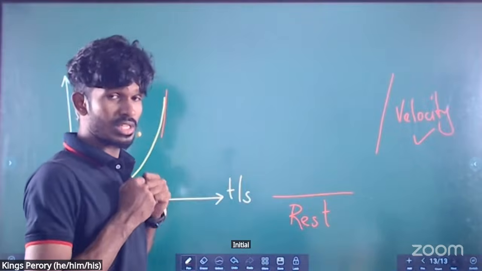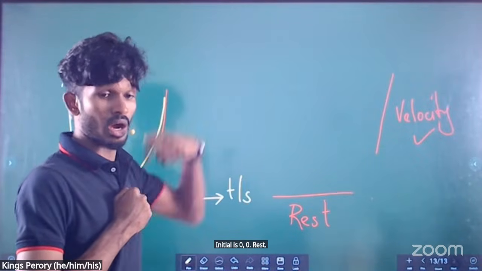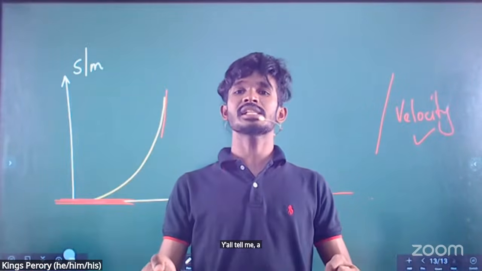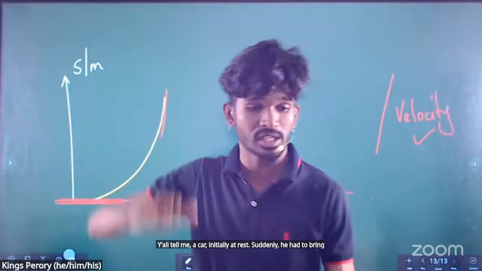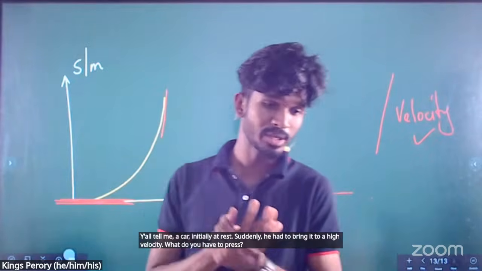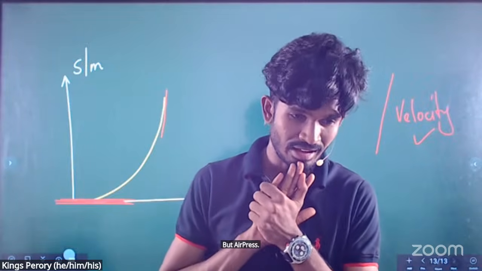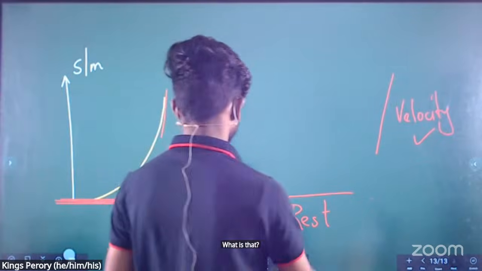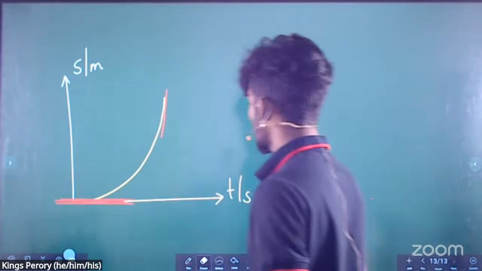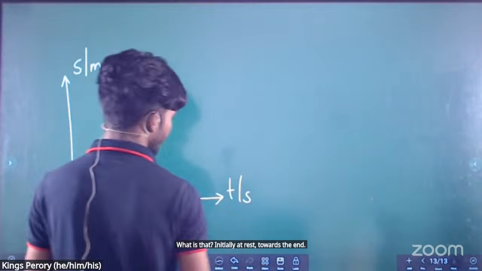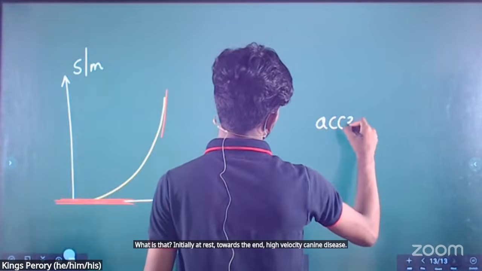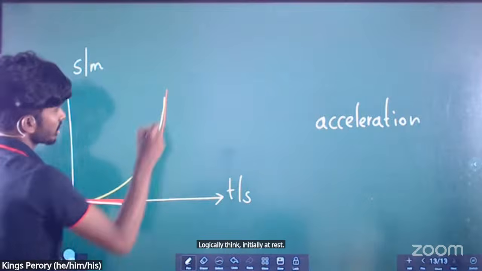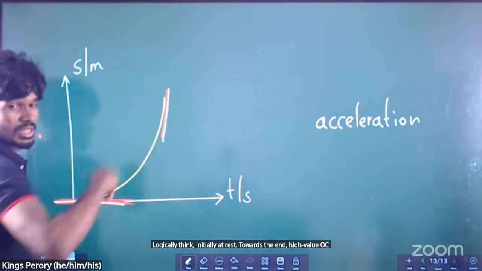Initially at rest, but after some time it's moving at a high velocity. You all tell me, a car, initially at rest. Suddenly you have to bring it to a high velocity. What do you have to press? Accelerate. So what is this? Initially at rest, towards the end, high velocity. This is acceleration. Logically think. Initially at rest, towards the end, high velocity, acceleration.